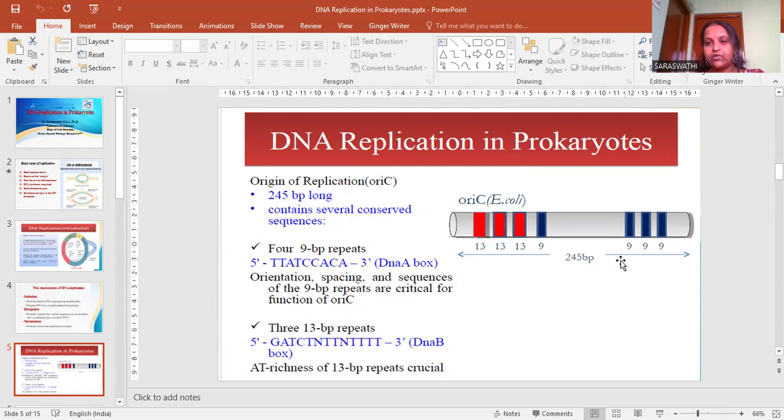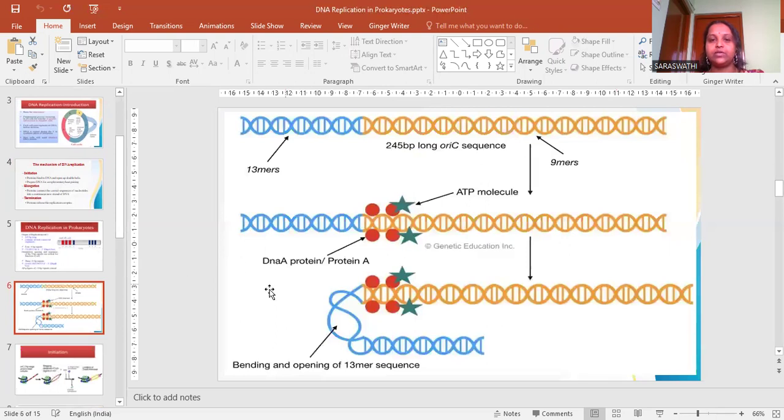You can see we have three sets of the 13 base pairs, and here we have 9 base pairs. These are evolutionary conserved sequences. The 13 base pair repeats are rich in AT sequences. They are also considered as the DnaA box, and the 9 base pair repeats are the DnaA boxes. So here is the initiation point for DNA replication in prokaryotes.